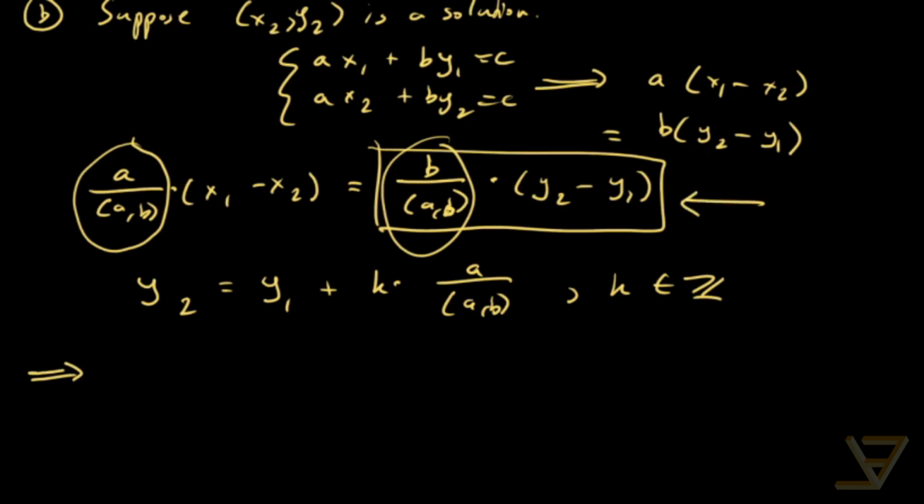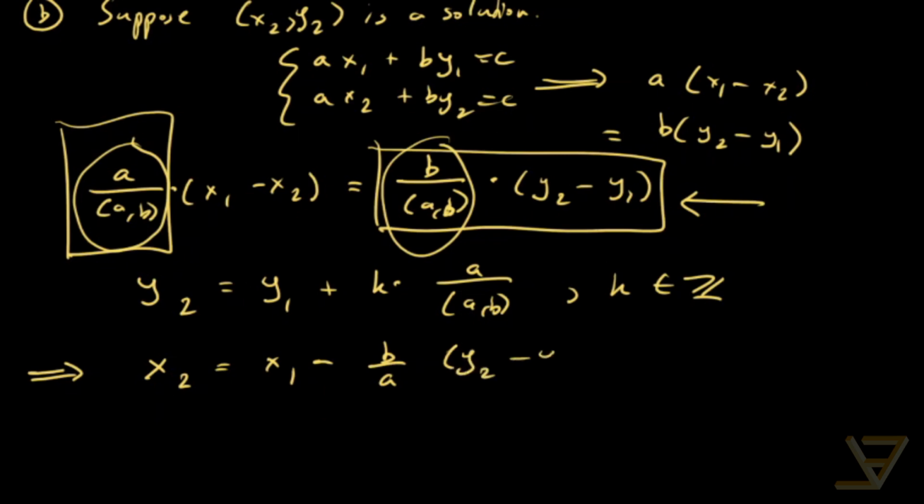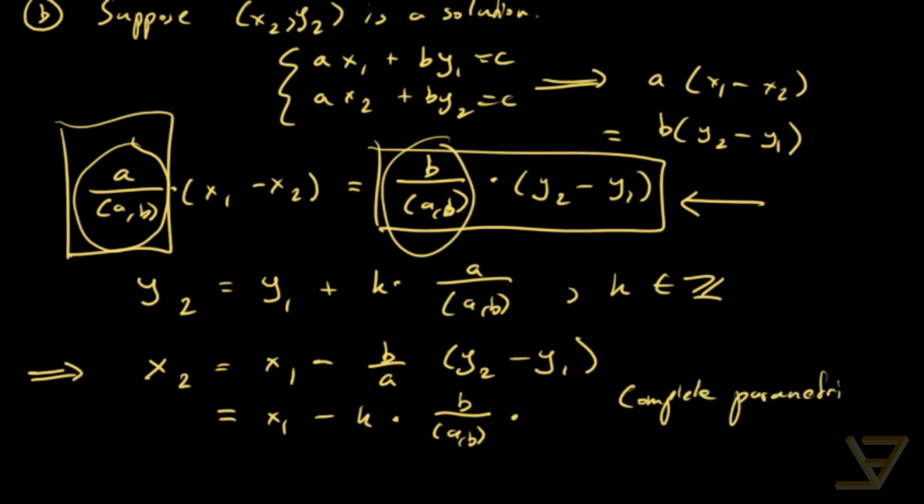Okay, so we already have the first component, and for the second component we find that by this equation over here, we divide both sides by this, so we get that x2 is equal to x1 minus b over a times y2 minus y1, and that is equal to x1 minus k times b over GCD of a and b. You can quickly compute that. That won't be difficult. So this is a complete parametrization. This solves the linear Diophantine equation completely.